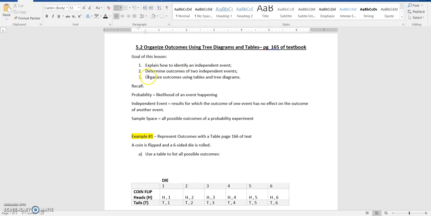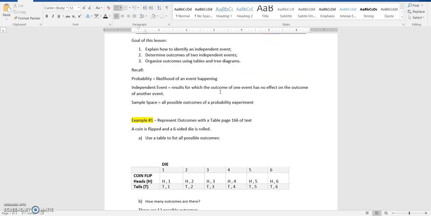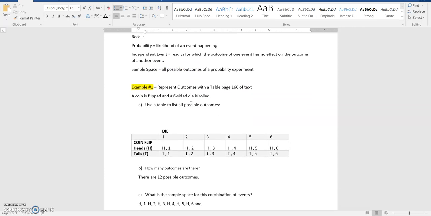Okay, so recall that probability is our unit focus, and probability is the likelihood of an event happening. Independent events are results for which the outcome of one event has no effect on the outcome of another event. And sample space, this is new for this lesson, and sample space is all the possible outcomes of a probability experiment. All right, so let's get down to it.